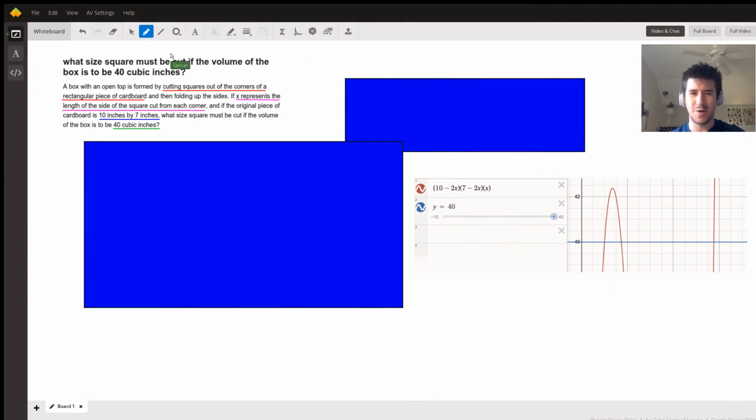All right, let's read through this problem. What size square must be cut if the volume of the box is to be 40 cubic inches? All right, I'm already a little lost, but luckily there's more to the problem, so let's read through this.